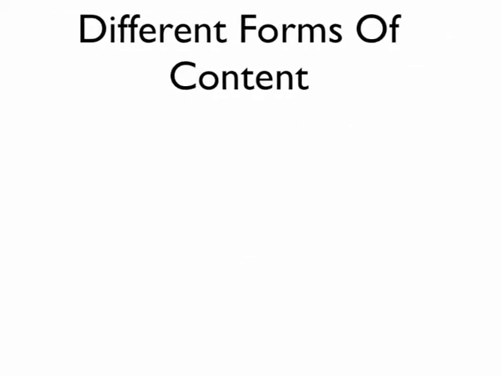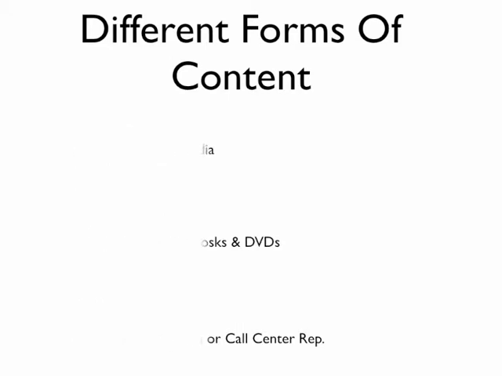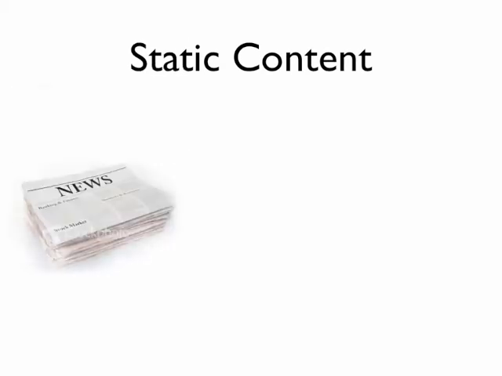Content can be static, like print and media ads, interactive, like websites, kiosks, and DVDs, or what's called human, a salesperson or call center rep. The Prism personalities are designed to adapt to and communicate each of these kinds of content. Let's look at an example of static content, like print media ads.